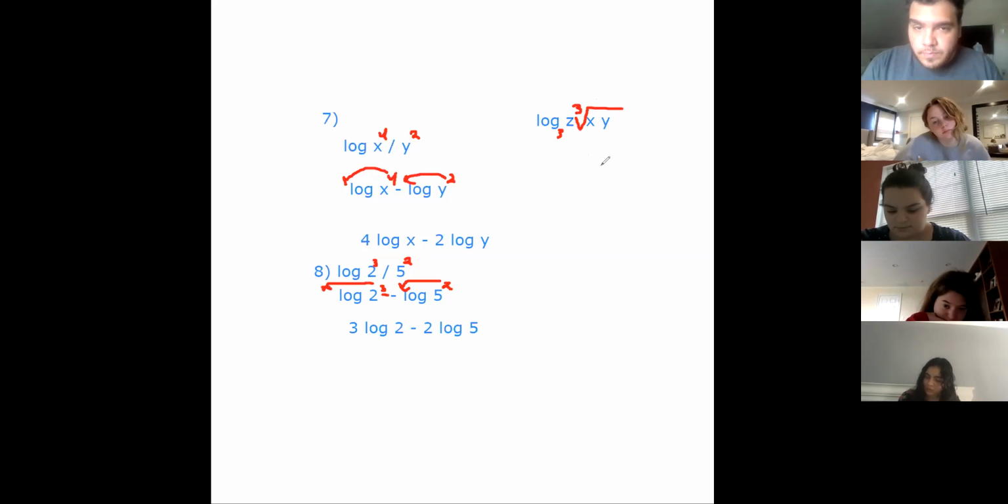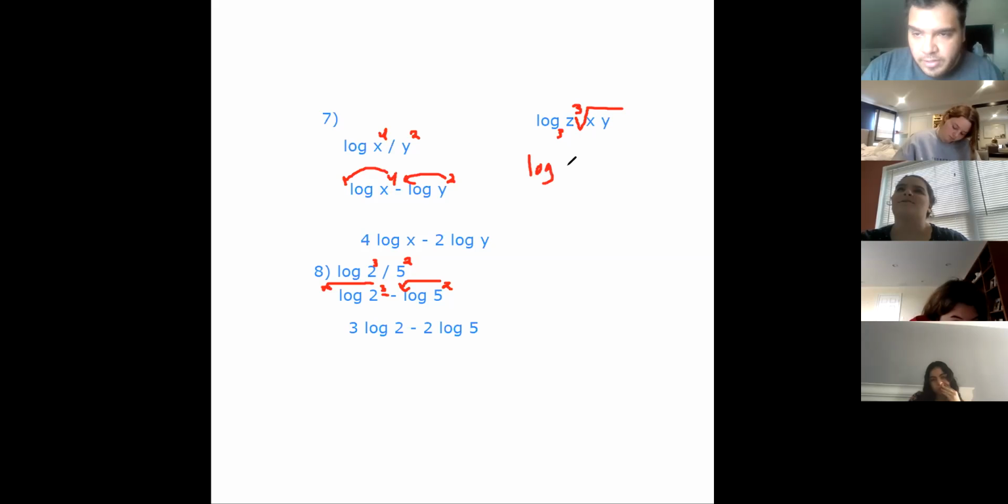All right. Now, this is kind of confusing because now they're both under the cube root. How do we deal with that? Well, when you have two things in the cube root that are being multiplied, you could separate them as separate cube roots. So first I'm going to rewrite this as log z, cube root of x times cube root of y. So that's the first thing I'm doing. I'm just going to separate the x and y kind of like that.